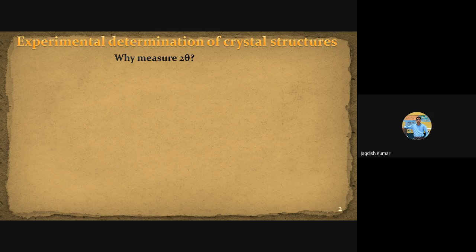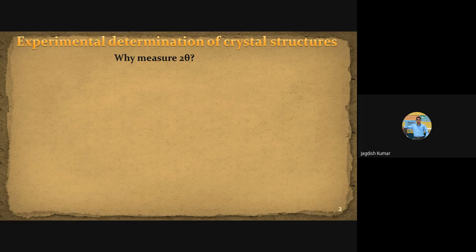So why don't we measure theta? Because the diffraction patterns can be seen both upside and downside as well. The diffraction patterns are observed from the center, upside from the center and downside from the center. Okay, anyone else? Sandeep or Rahul?